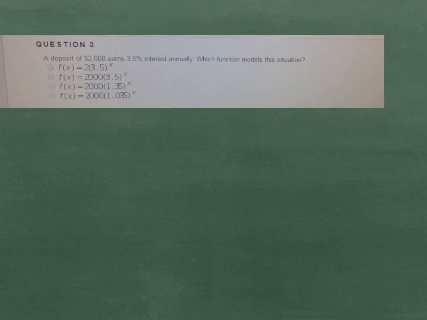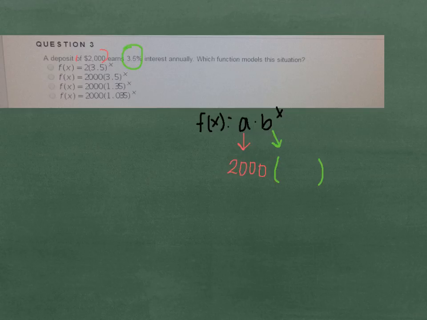Question number 3. A deposit of $2,000 earns 3.5% interest annually. Which function models this situation? Again, we're going to use the formula that I talked about earlier. Your initial amount is 2,000, so the 2,000 will go right here. This is where you always put the initial amount. And then in parentheses, we will put the rate, the interest rate. It says here that it's 3.5% interest annually. What you need to realize is that it's going to grow by 3.5%.